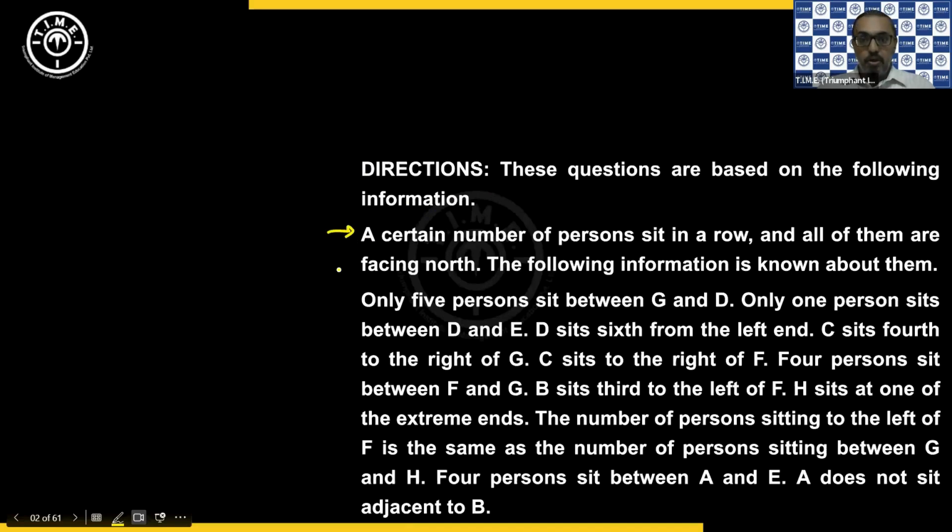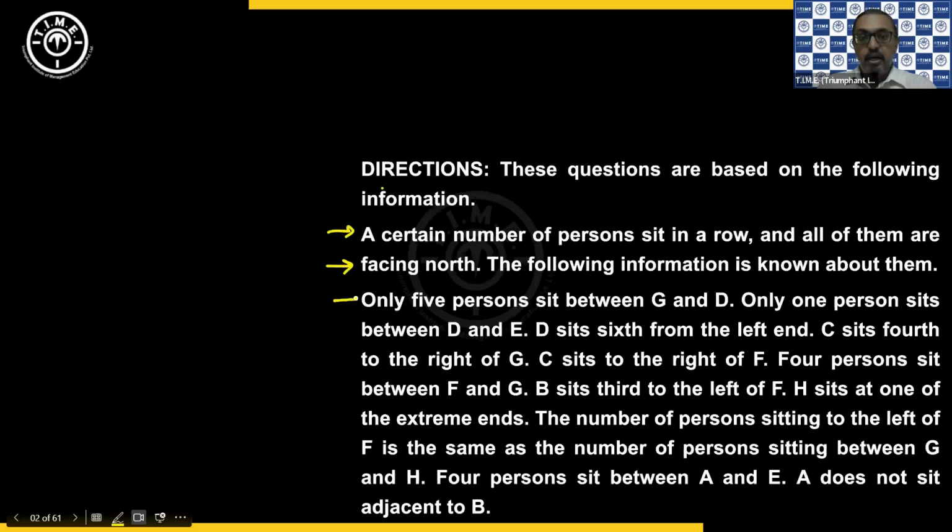A certain number of persons sit in a row and all of them are facing north. The following information is known about them. So the exact number of persons is not known to us. He's only saying a certain number of persons, but they all are facing north. Now let us consider the conditions. For now, we can take a single direction, all are facing north. So our left is the left of the person, our right is the right of the person.